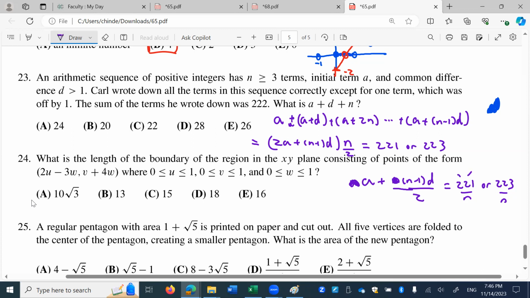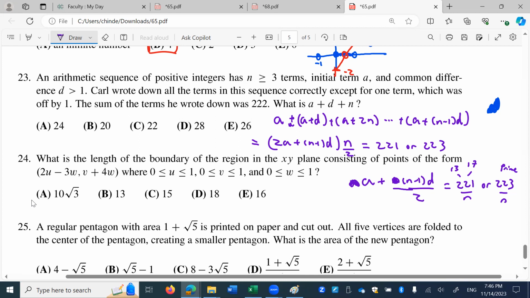3, 5, 7, no, 11, no, 13, yes. So this number is 13 times 17. This one, 3, 5, 7, 11, no, 13, no, and 17 squared is bigger than this number. So this is a prime number. So I'm going to be pretty confident that this one's not possible.